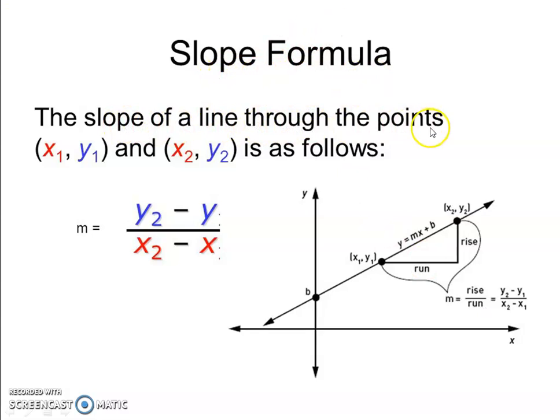The slope of a line passing through two points (x1, y1) and (x2, y2) is given by m = (y2 - y1) / (x2 - x1), the rise upon run, and y = mx + b, where (x1, y1) and (x2, y2) are the given points.